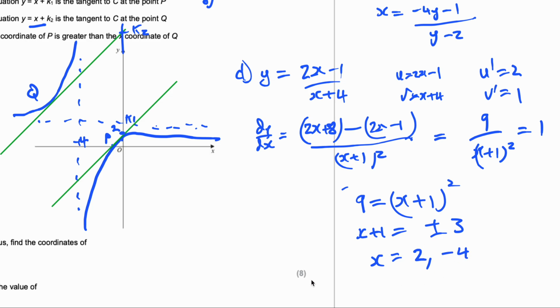So we know x, so we can put them both in here and find the y values. So the y values when x is 2, so that's going to be 4 minus 1, which is 3, 3 over 6, which is a half. And put minus 4, so that's minus 9 over 0, which is infinity. Ooh.